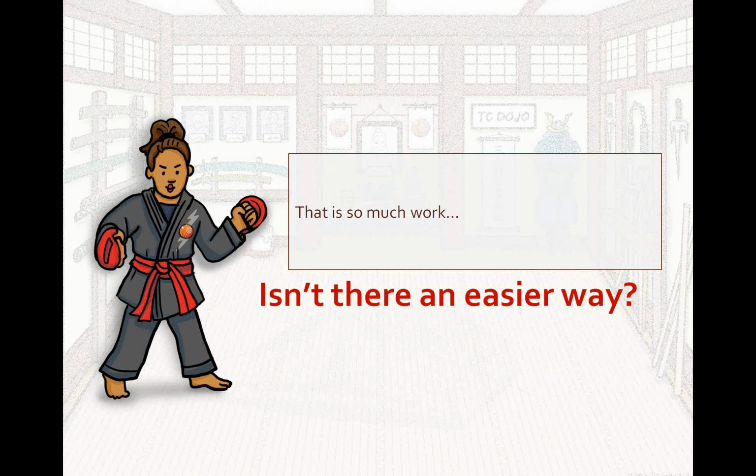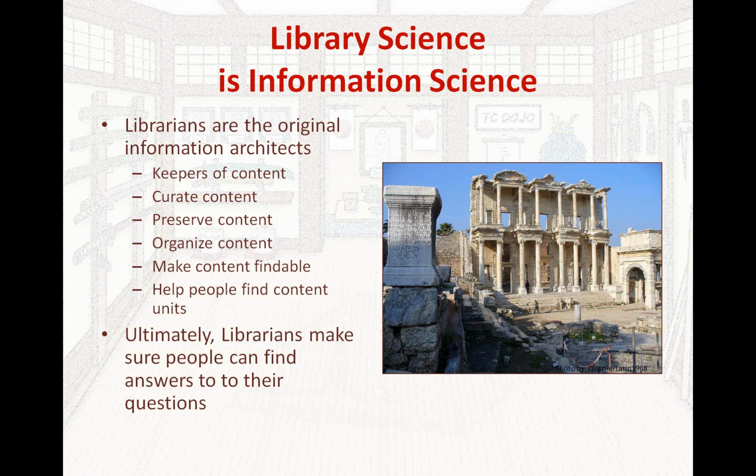And can we take 3 years off to catalog and classify our information before we can start work? No, of course we can't. We got to get that book out tomorrow. We got to get it out next week. We don't have time to wait for all of those things to happen. So, isn't there an easier way? And the answer is yes.